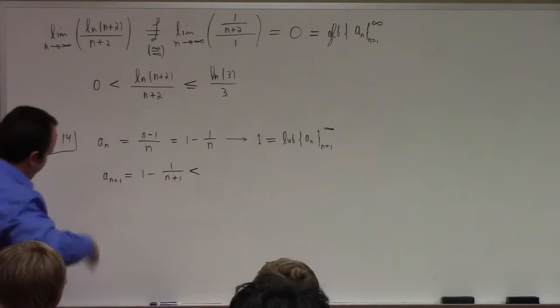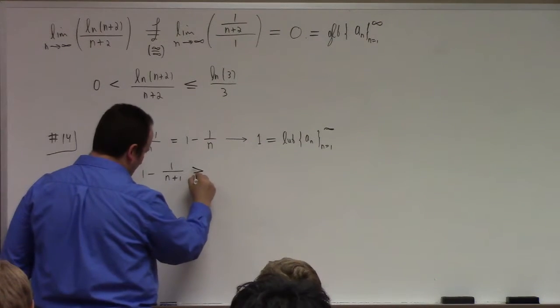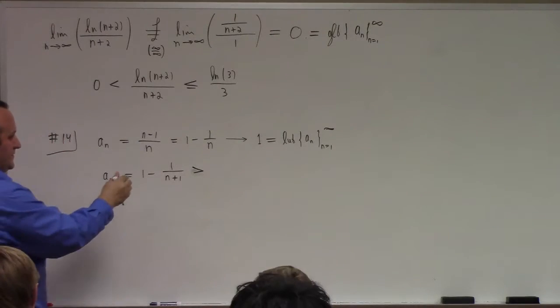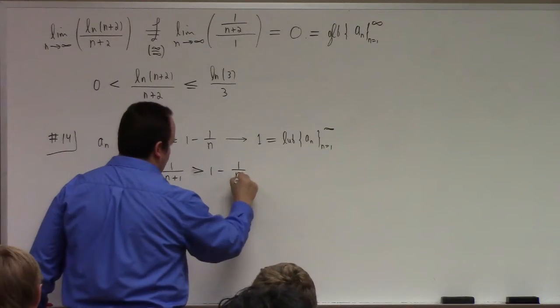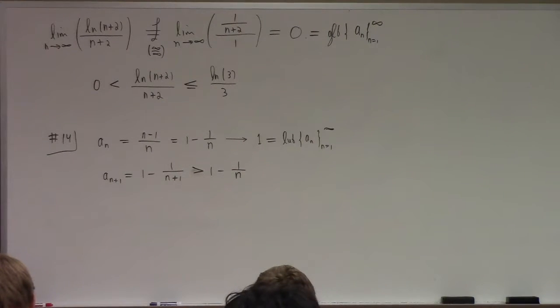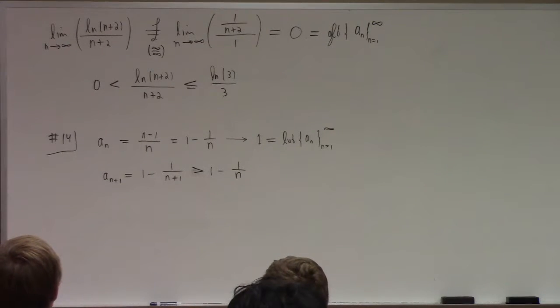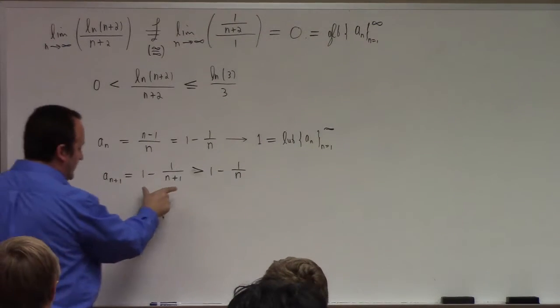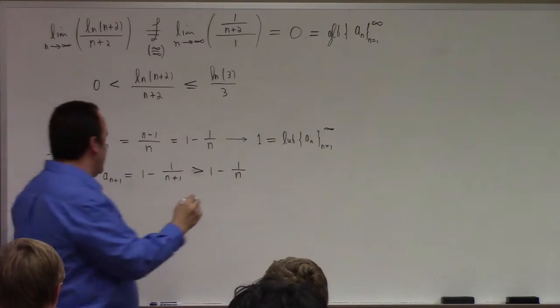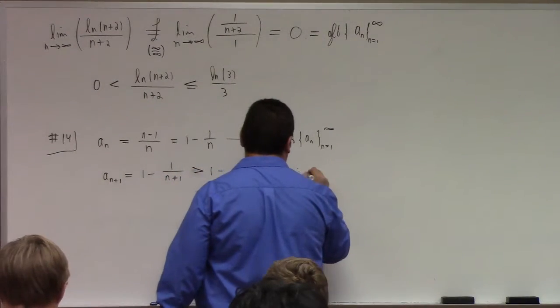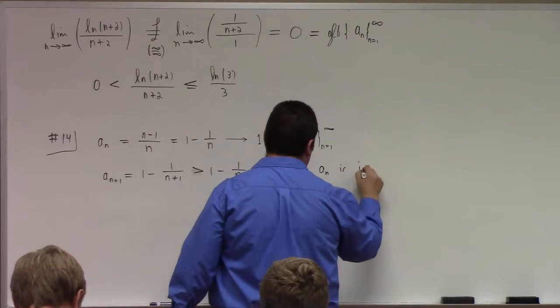Excuse me. Other way, right? Why is that reasonable? I made the denominator smaller, which makes the fraction bigger, but I'm subtracting it, right? So that makes the net expression smaller. So that's why I say that this is larger than that. But this, of course, is a sub n, right? So therefore, a sub n is increasing.